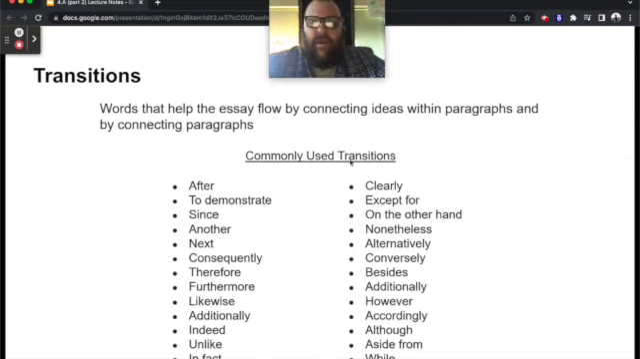All right. So commonly used transitions such as, I'll go quickly, after, to demonstrate, since, another, next, consequently, therefore, furthermore, likewise, additionally, indeed, unlike, in fact, clearly, except for, on the other hand, nonetheless, alternatively, conversely, besides, additionally, however. I stop on however real quick. When I write a paper, especially when I was in college, I had to Control F, find the word however in my paper because I used it like 76 times.